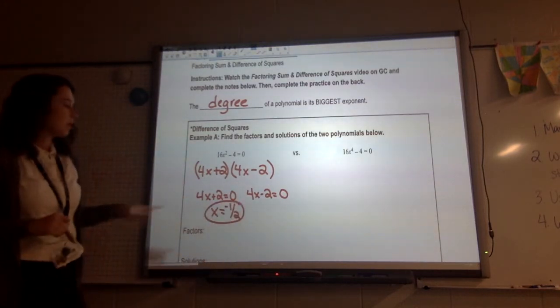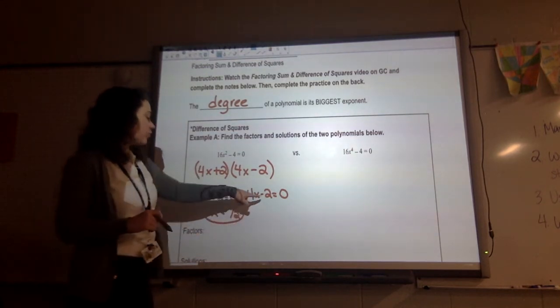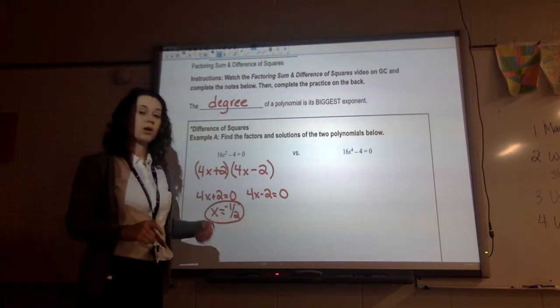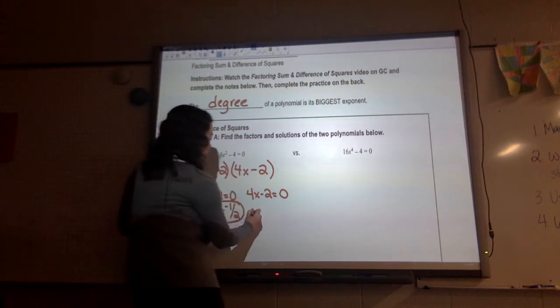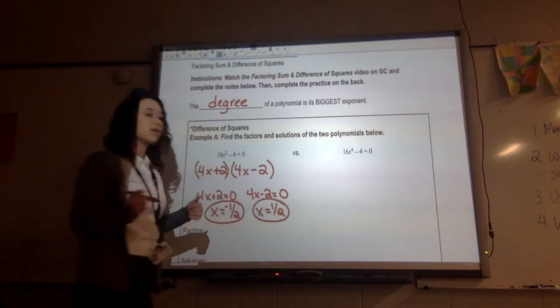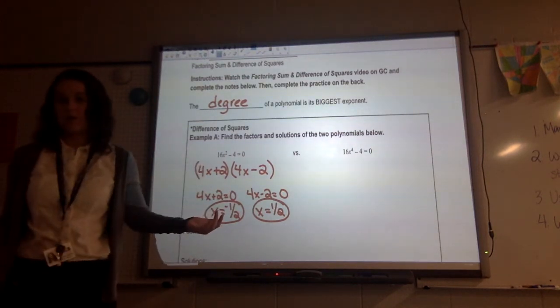Okay? I'm going to get something very similar on the next piece. The only thing that's different about how I solve the second piece is I add the 2 and divide by 4. Well, 2 over 4 reduces to positive 1/2. And that's the way that a difference of squares answer should always look. One will be positive, one will be negative.